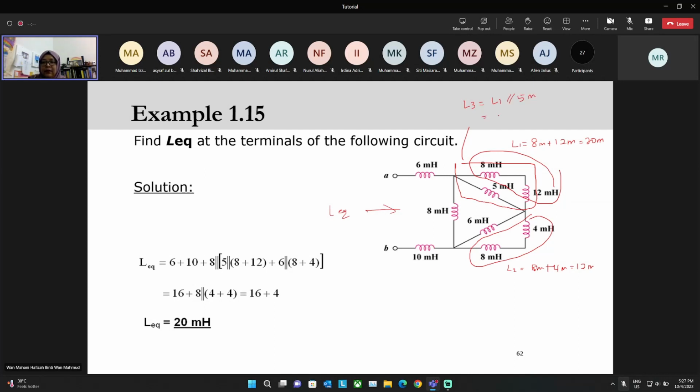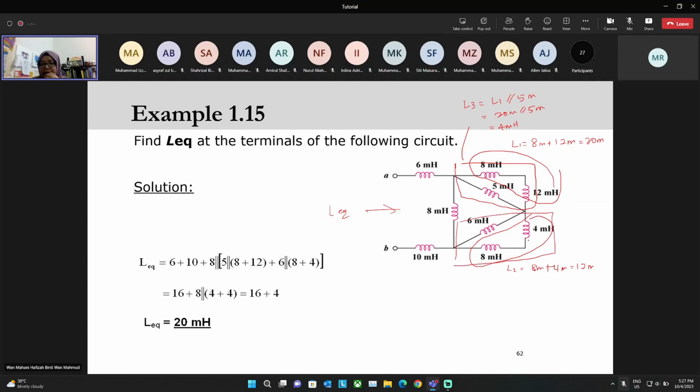So 20 parallel dengan 5. Tekan calculator, dapat apa? 20 dengan 5, dapat berapa? 4 mili-Henry. Okay, itu L3. Same goes dengan yang bawah ni. Kita dah kira 4 tambah 8 tadi sebagai L2.